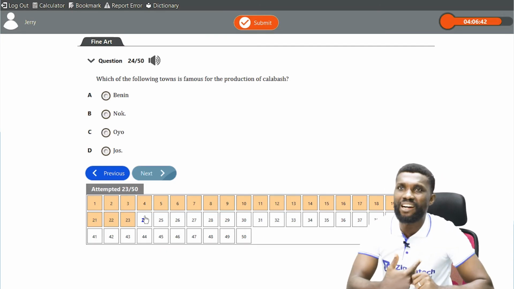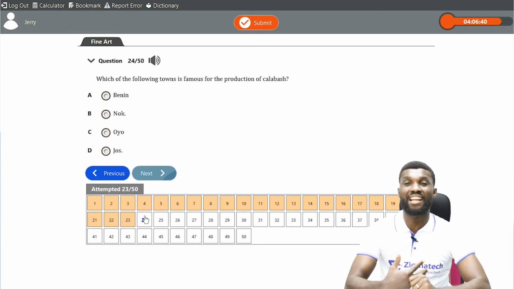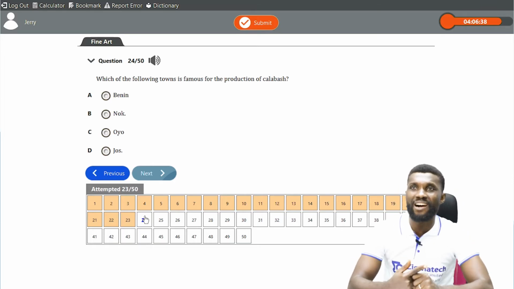Now, which of the following towns is famous for the production of calabash?